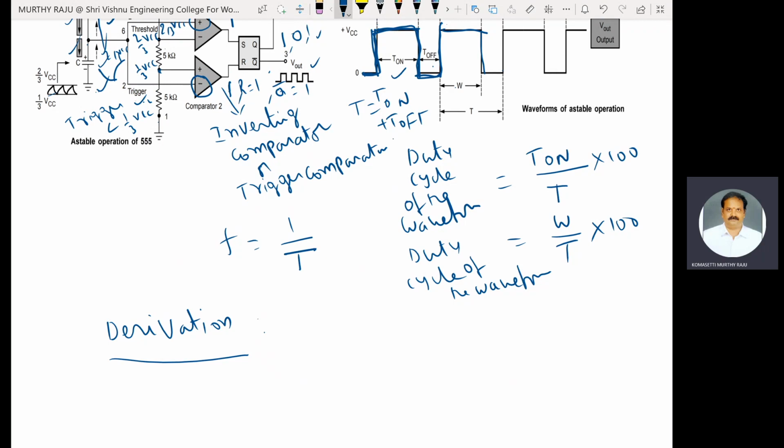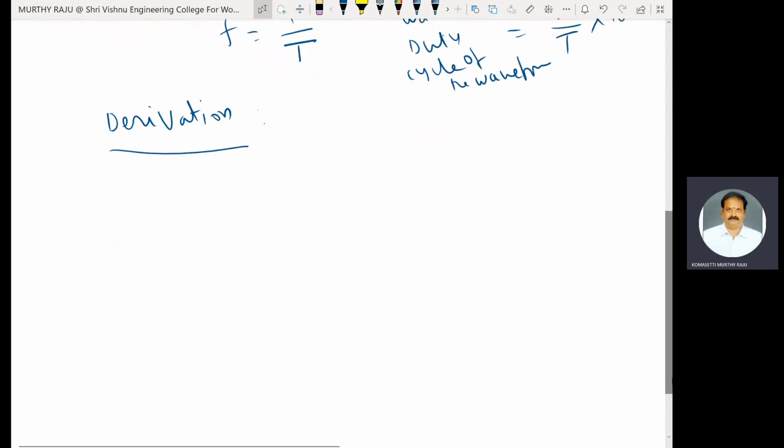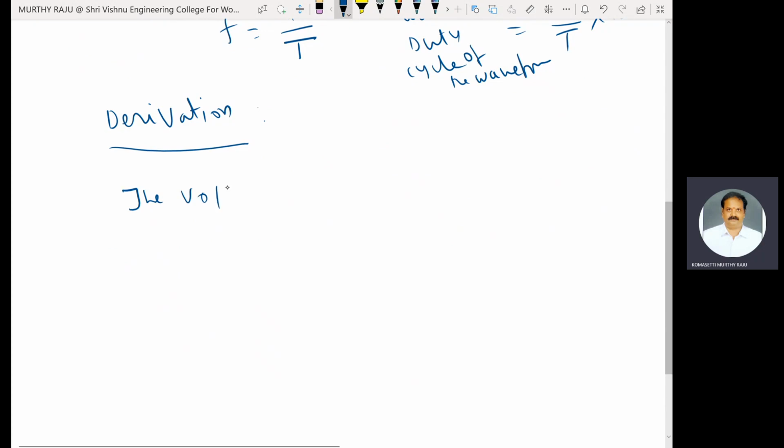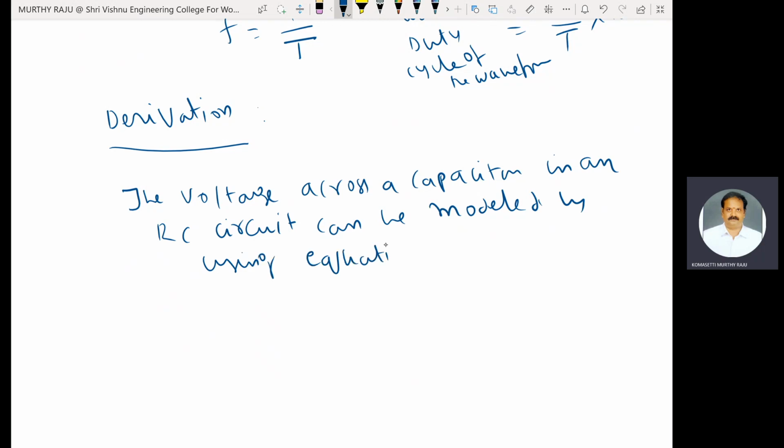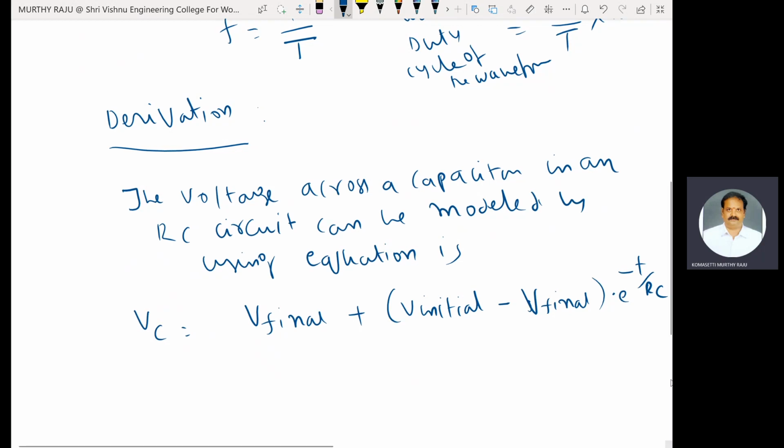The frequency of the waveform. One important point here is that the voltage across a capacitor in an RC circuit can be modeled by using the equation VC is equal to V final plus (V initial minus V final) into e power minus T by RC.